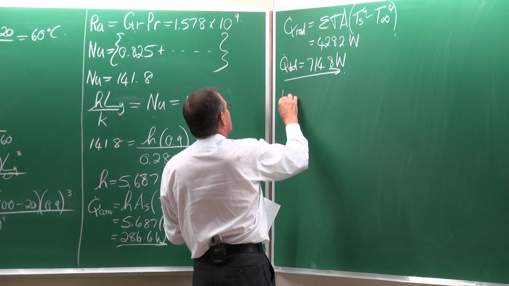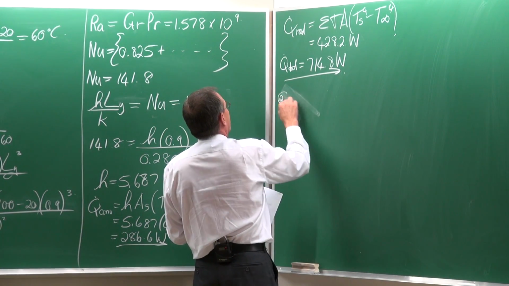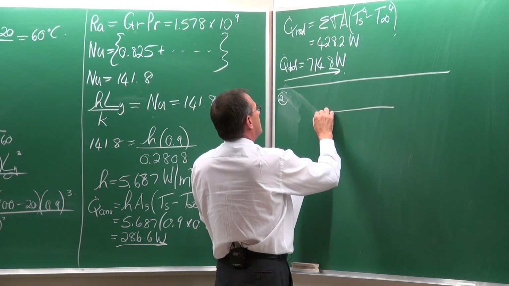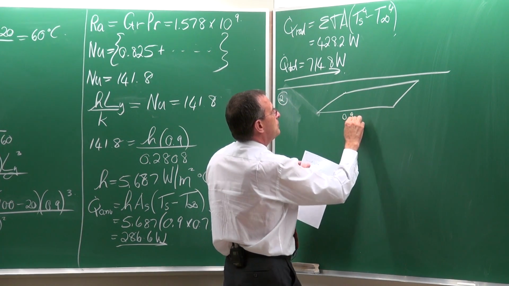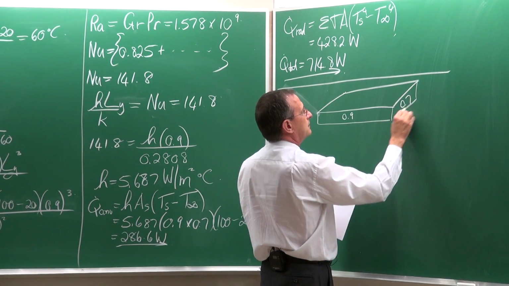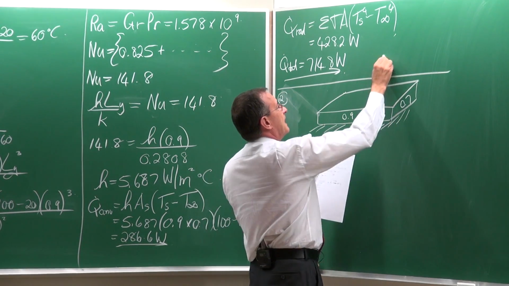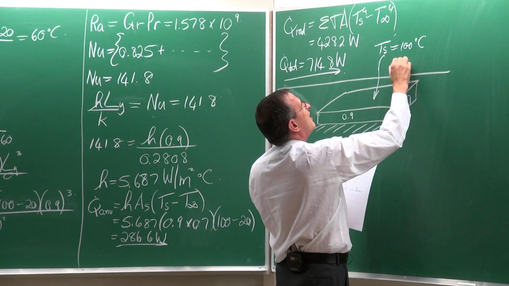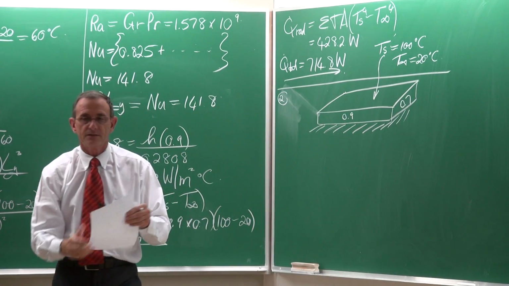Let's look at the second configuration now. With the second one, we have the flat plate like that, 0.9 meters by 0.7. Here's the flat plate, and it's insulated here at the bottom. And that surface there is 100 degrees Celsius, while the environment temperature is the same, it is 20 degrees Celsius.